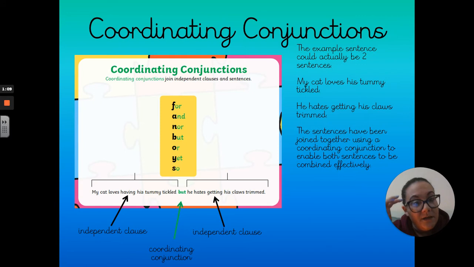The example sentence could actually be made into two sentences. So, my cat loves having his tummy tickled, but he hates getting his claws trimmed. It could actually become two sentences. So it could be, my cat loves his tummy tickled, sentence 1. He hates getting his claws trimmed, sentence 2. The sentences have been joined together using a coordinating conjunction. It enables both sentences to be combined so that the information flows instead of being two short sentences. It can be extended within one piece of information.